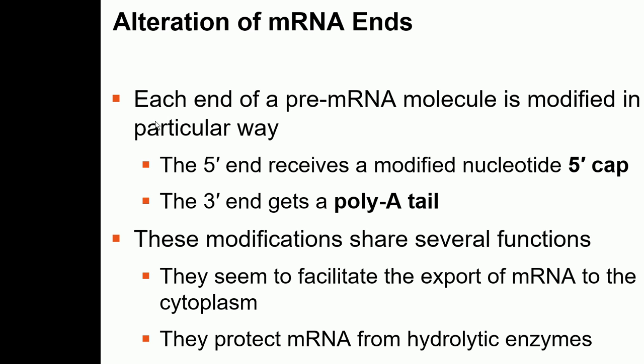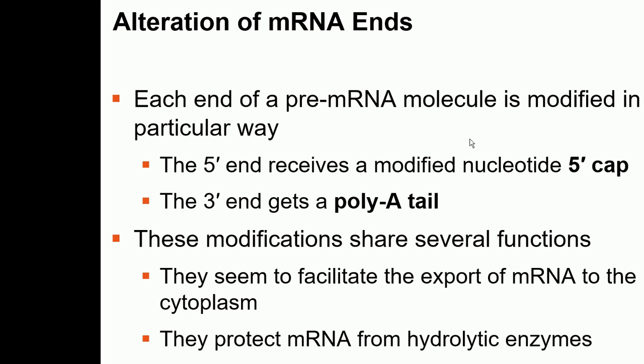So what's a poly A tail? It's a stretch of A's. What is A? It's adenine. On the 3' end there is addition of adenines, and it forms a kind of tail, so it's called a poly A tail. And on the 5' end there is addition of a nucleotide which is a modified form of guanosine, which is added on the 5' end of the mRNA.